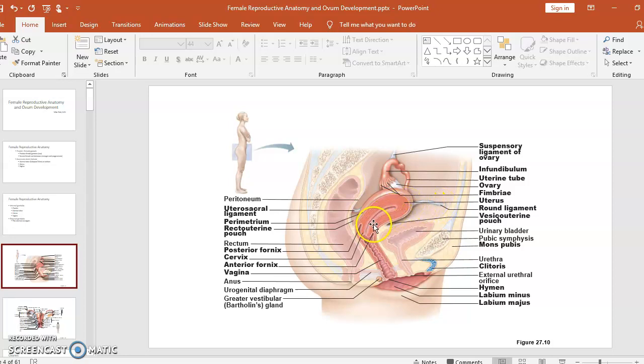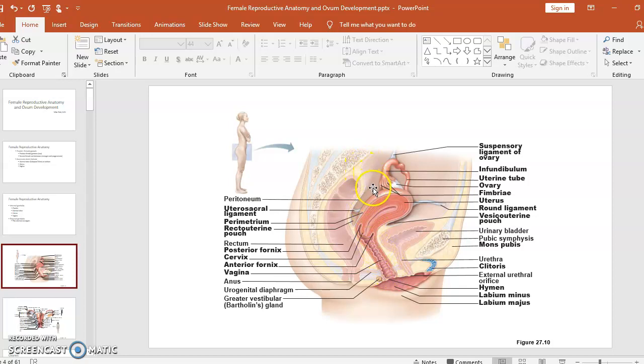Right here is your cervix. It's the female cervix right here, and we'll be looking more at it. This here is a fornix. So here's the cervix, here's the vagina, here's a recession in the posterior aspect of the cervix, which we call the posterior fornix, and here's another one, the anterior fornix, right there. This is the vagina right here.